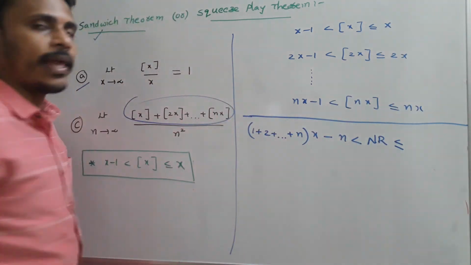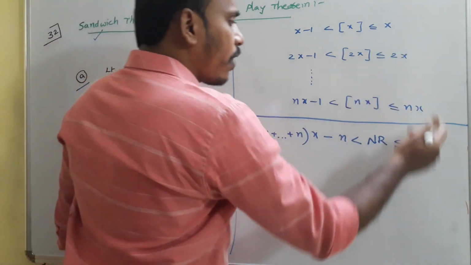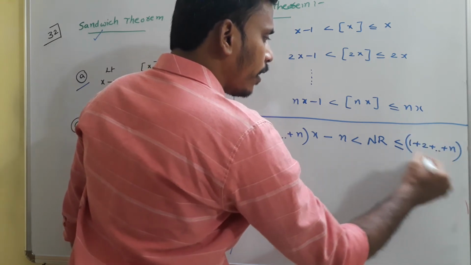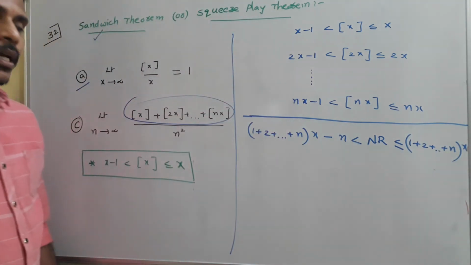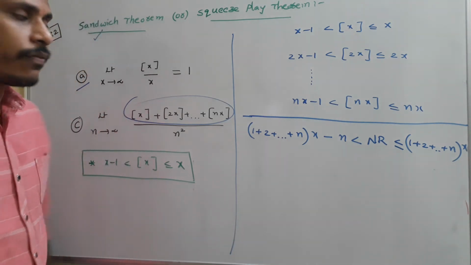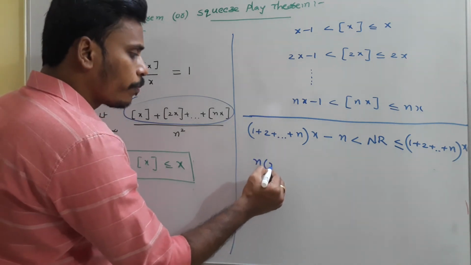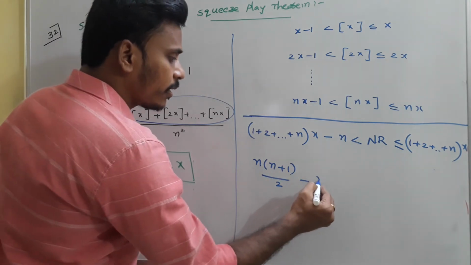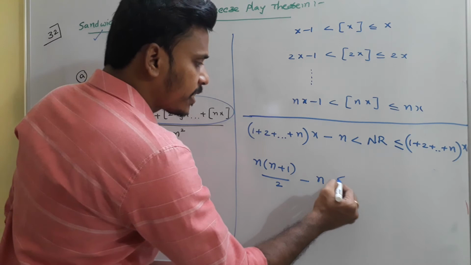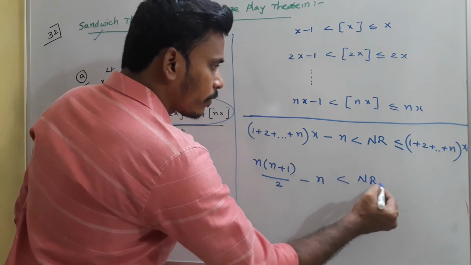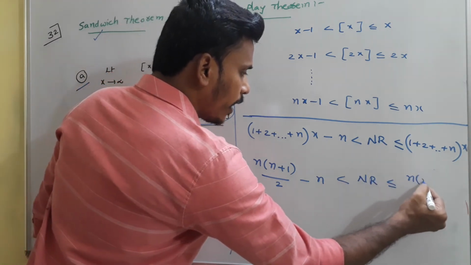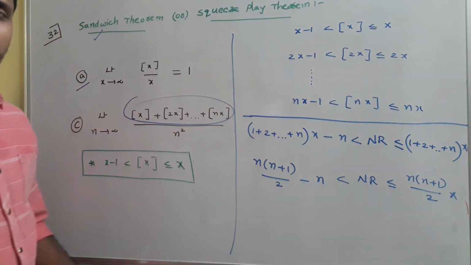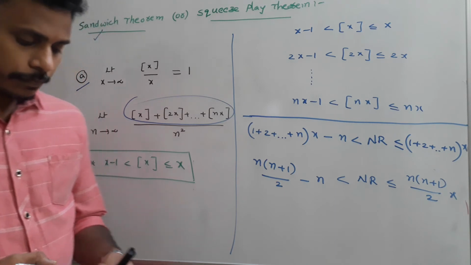add all these things, 1x, 2x, 3x and so on, nx. When you add all these things, 1 plus 2 plus and so on plus n into x. So sum of first n natural numbers, we know the rule is this: n into n plus 1 by 2. Minus n is less than numerator, which is less than or equals to n into n plus 1 by 2 into x. We know that sum of first n natural numbers, right?